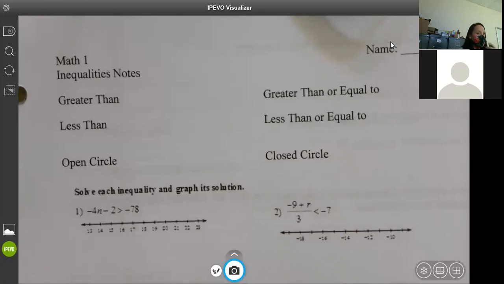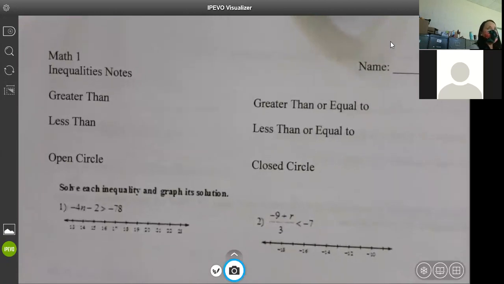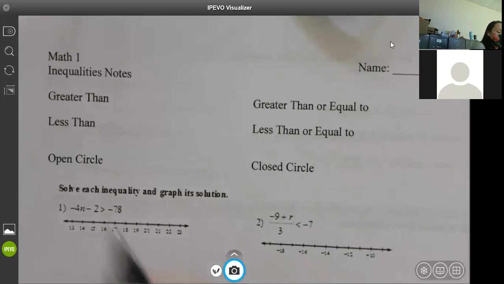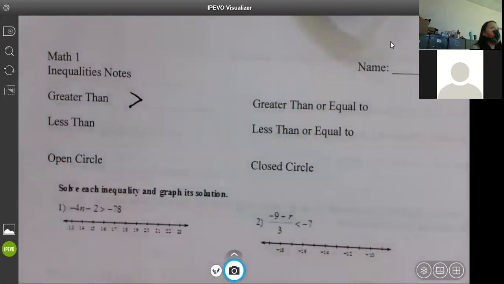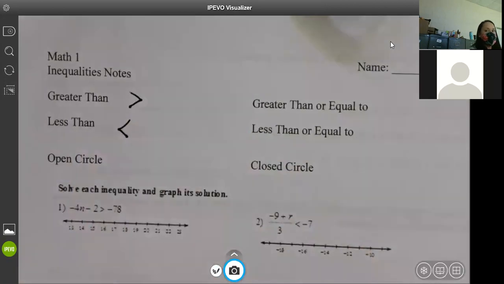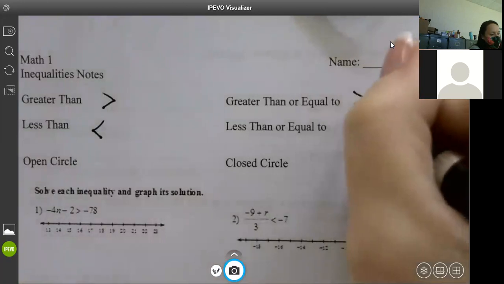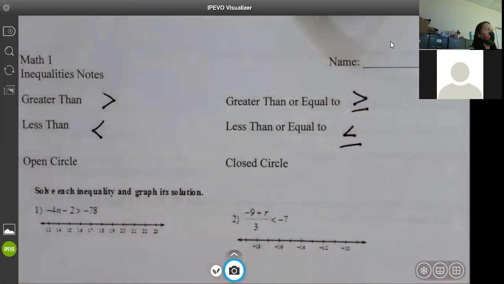All right. So remember, inequalities just mean it's not equal to. It could be greater than, it could be less than, it could be greater than or equal to, or less than or equal to. So just to remind you of those symbols, greater than looks like this. Less than is this way. Greater than or equal to and less than or equal to.